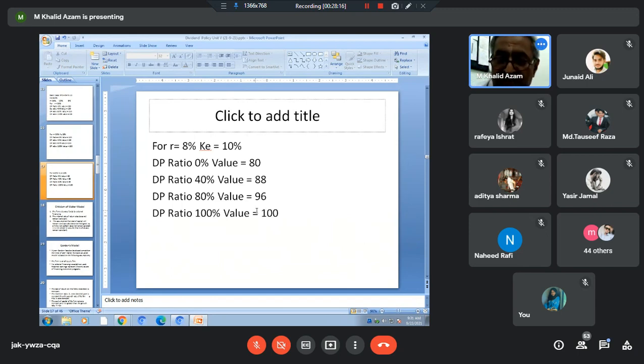So with the help of these three different types of firms and with the help of different DP ratios, he has proved that the payment of dividend to the shareholders is going to affect the price of the share or the value of the firm. Is it clear or is there something needed? Please tell me, any one of you, so that I can proceed further. Okay then.